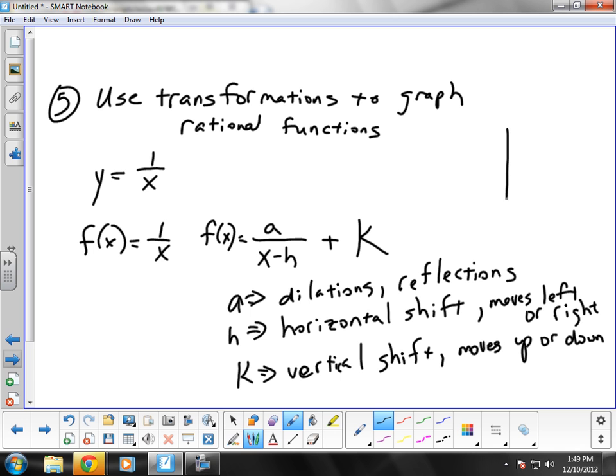Okay, so the parent function, remember, looks like this. Starts on the bottom side on this side. It's up in the first quadrant here. There's my parent function, where my vertical asymptote is x equals 0 and my horizontal asymptote is y equals 0, right? So that's the part you have to remember, is what does the parent function look like to start with. And then after that, we can start doing some different things.